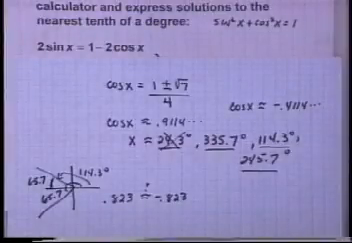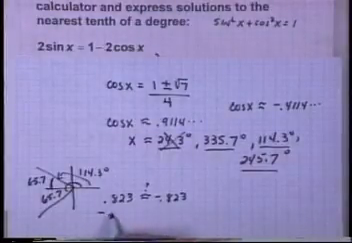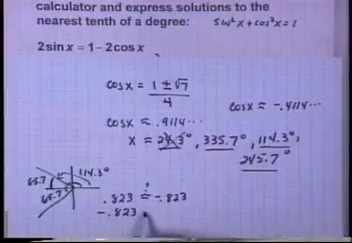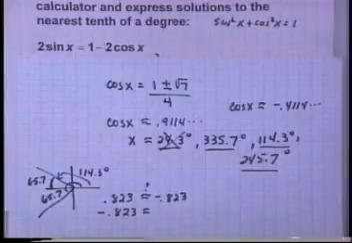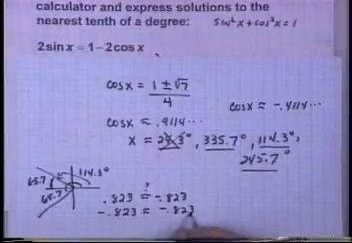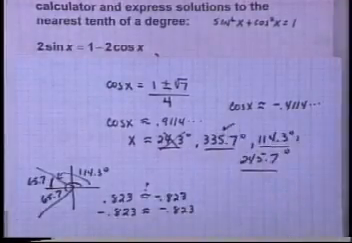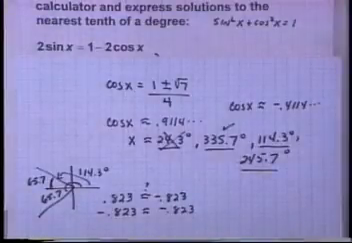2 times the sine, 335.7 equals. Here I'm getting negative 0.823. Alright, well let's go the other side. 1 minus 2 times the cosine of 335.7. And over here I've got negative 0.823. So that one is checking out. That one's okay. Alright, now let's try the 114.3.